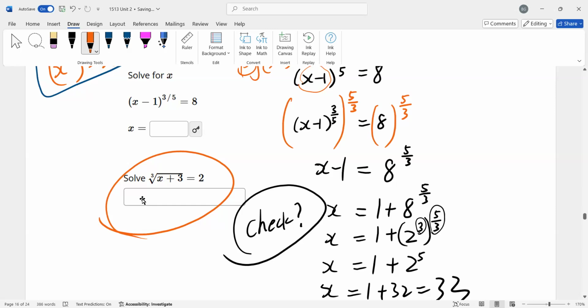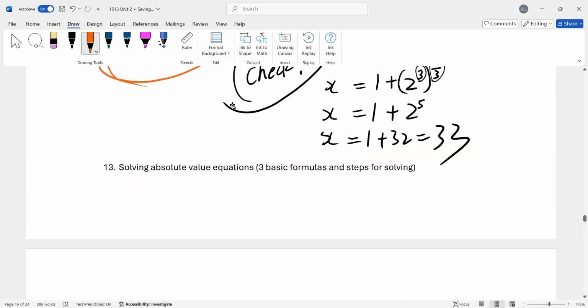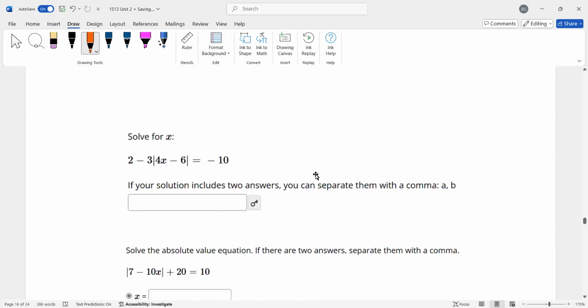Okay, we ran out of time. We would have to handle absolute value equations on Tuesday.